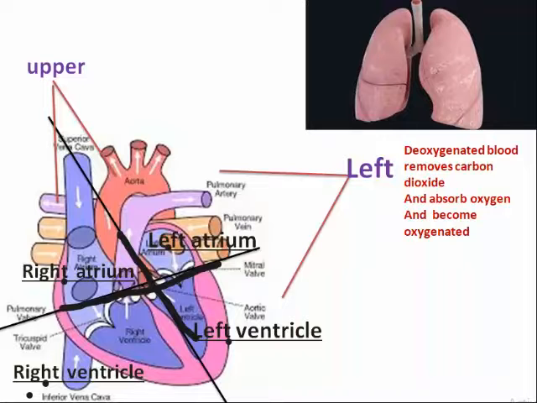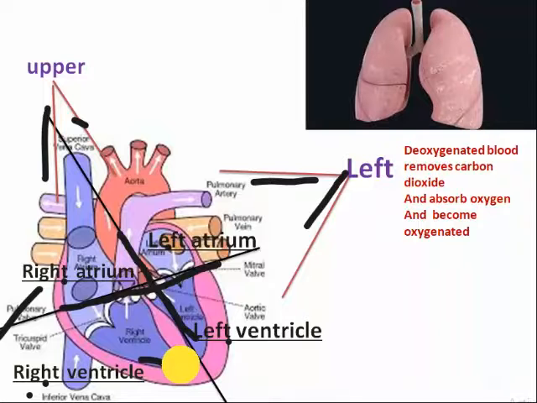Okay, so then we read that the left side of the human heart is separated from the right side through a thick muscular wall called the septum. Then we read that the upper chambers are also called atria, and the lower chambers are also called ventricles. Then we read that there are valves to prevent the backflow of blood.